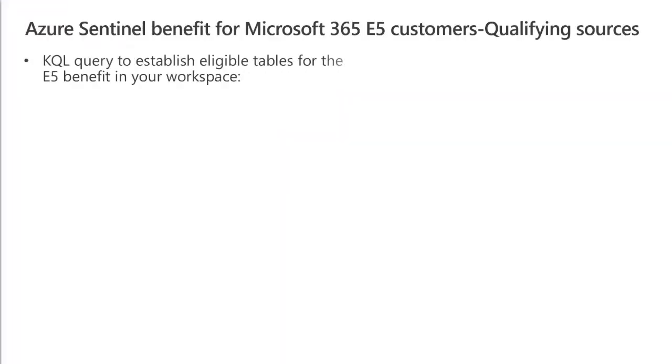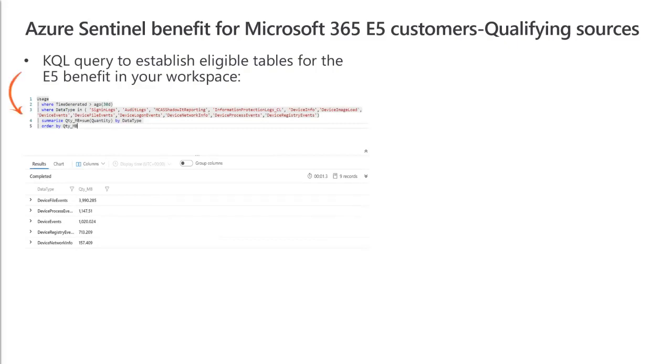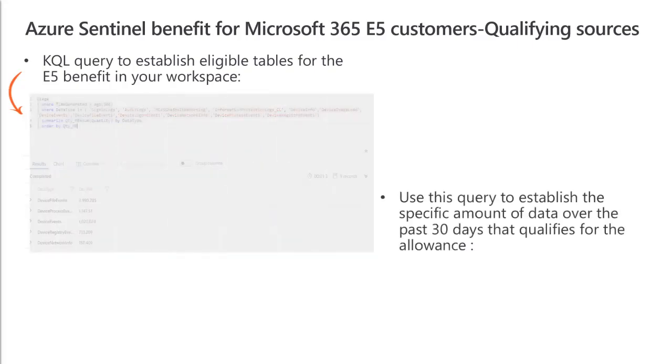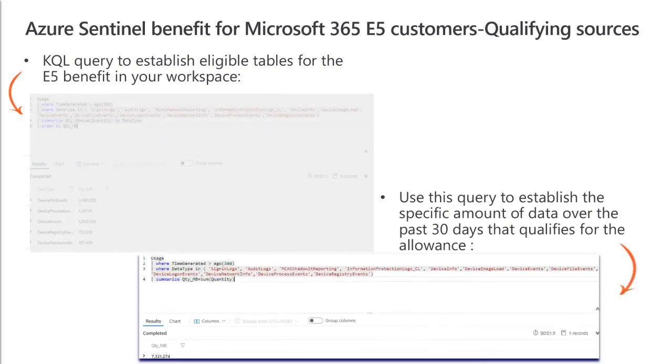All right, so how do you determine which data sources qualify within your workspace? To do this, you can actually use a query, and this query will give you back information about the specific tables, giving you a breakdown of each of the qualifying tables, and the amount in megabytes that qualified for this benefit over the past 30 days. And if you want to know the specific total all-up amount, you can also execute this query, and that will give you the total amount that actually qualifies. So these are some of the queries that we'll be sharing with you, and Jeremy will be demonstrating a couple of those in a little while.